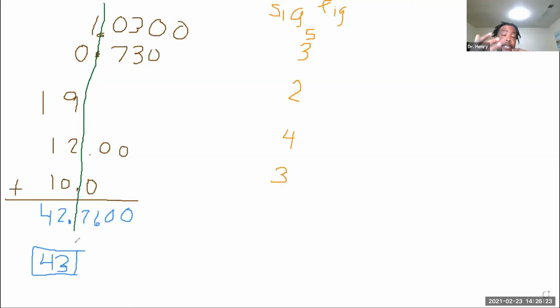Okay, so the same thing applies with subtraction. Subtraction is going to be exactly the same way. So let's do a quick one.